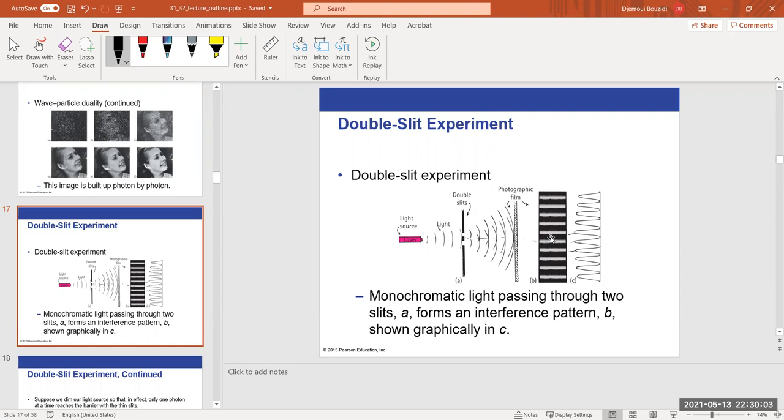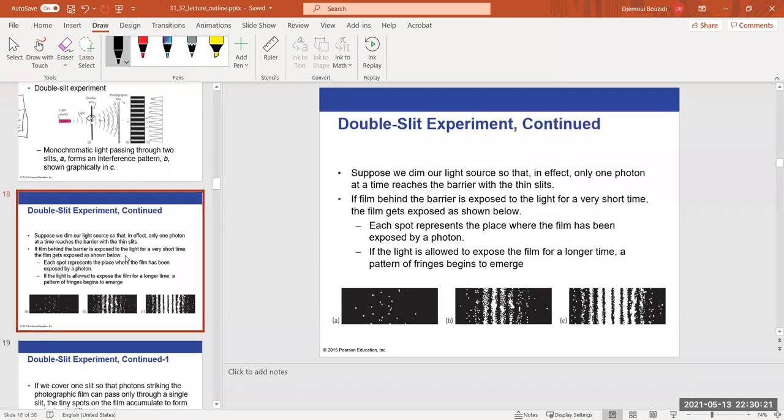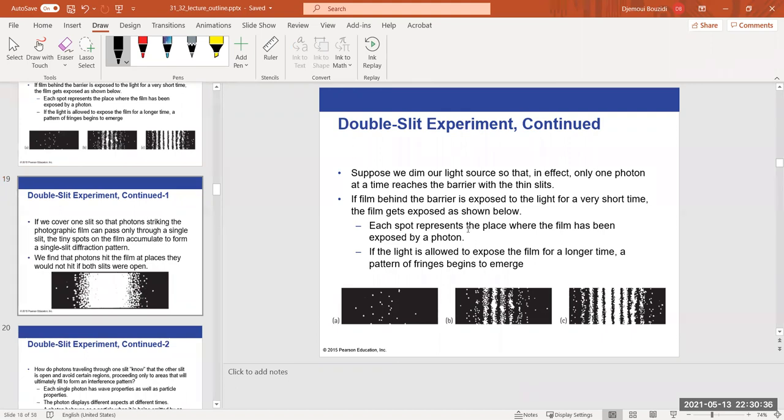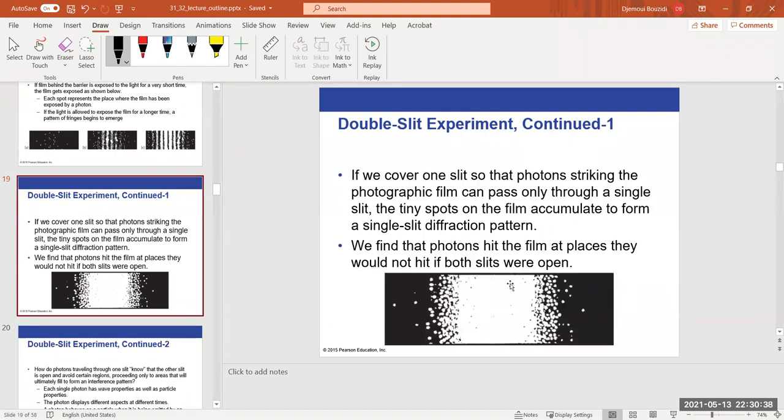If you come in here and block one of these two, it doesn't matter which, you're going to get an image that looks like this: only one big light and nothing else. But then when you open both of them, you have these interference patterns that are unique to waves. If one photon at a time, it looks like particles again, but if you wait and expose for a long time, you recover your fringes again. If you cover one of them, this is how the image would look.